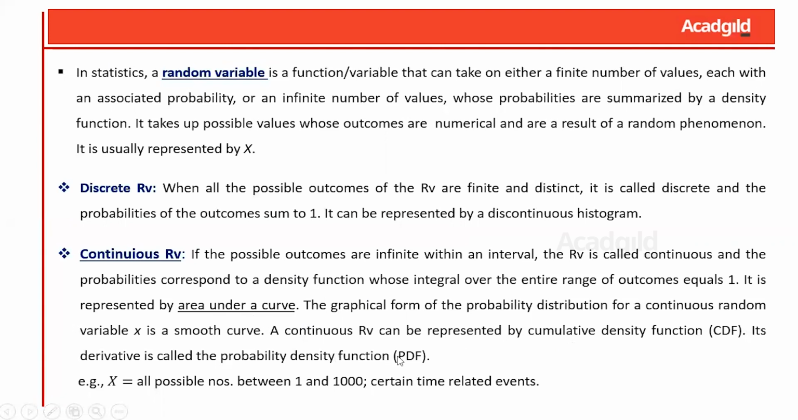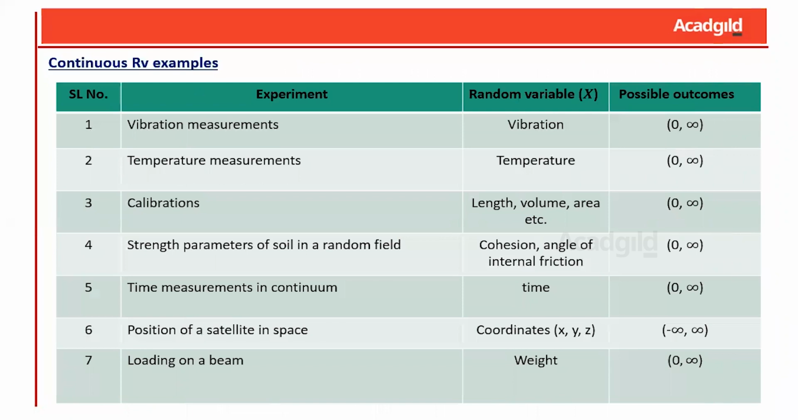A simple example can be the case of all possible numbers between 1 and 1000. We can start from 1, 1.002, 1.003. Now we can understand the possible number of outcomes will be close to infinity. Now let us have a look at more examples of continuous random variables since we'll be dealing with them today. The following lists certain continuous cases, the first being vibration measurements, temperature, calibrating an instrument, etc. I've stated the continuous random variables and their possible outcomes for each case as well. We can see the range of values is infinite for each case.